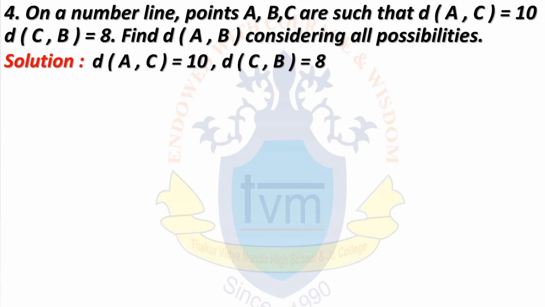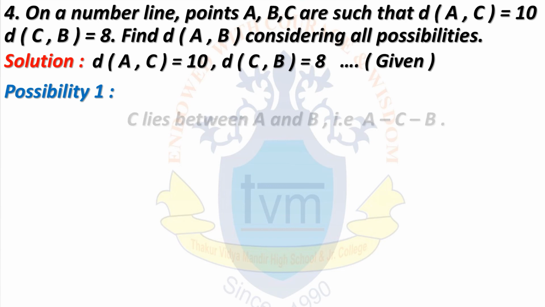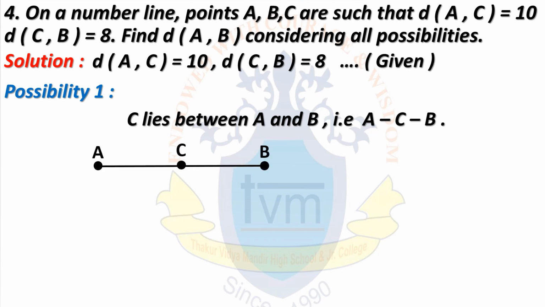Here it is given that points A, B and C lie on the same line, but the positions of points A, B and C are not mentioned. It means we don't know which point will lie between the other two. So here we have some possibilities. Possibility number 1: if C lies between A and B, that is A-C-B, it means C is between A and B.